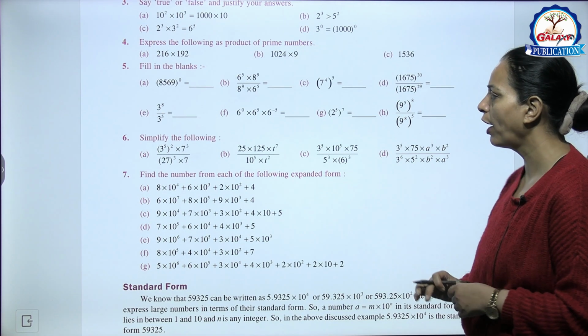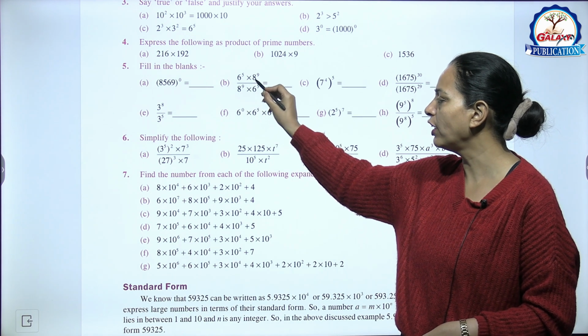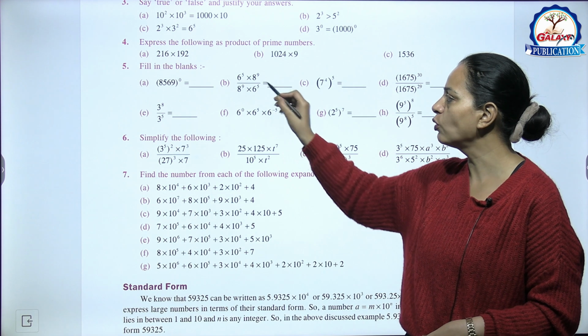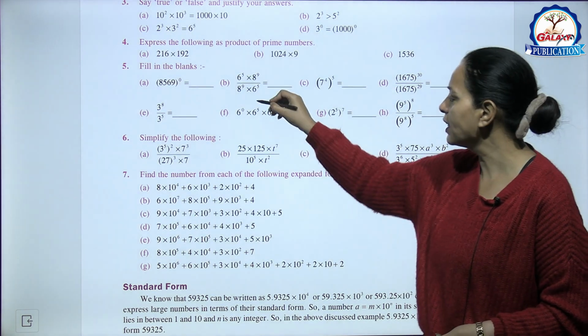Now see question number 5, filling the blanks. Like here B part, 6 raised to power 5 into 8 raised to power 9 upon 8 raised to power 9 into 6 raised to power 5. So what will you get? So base same, division sign.